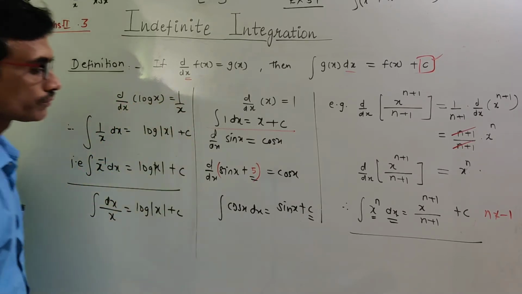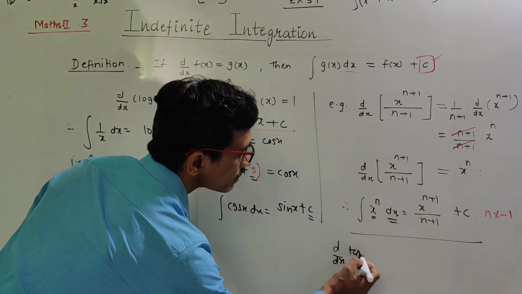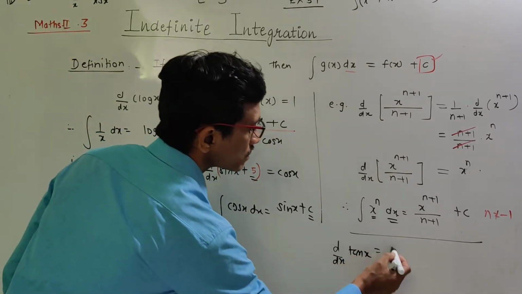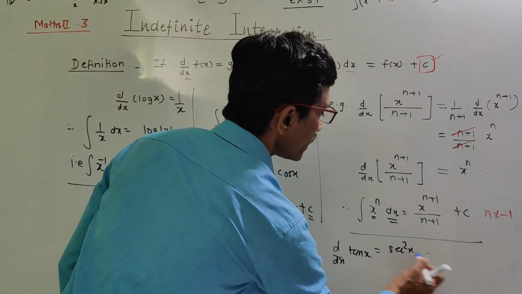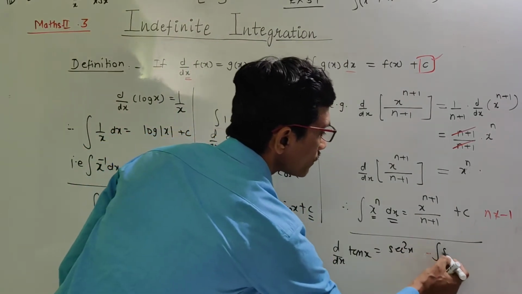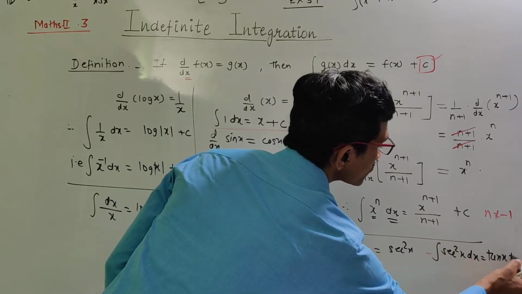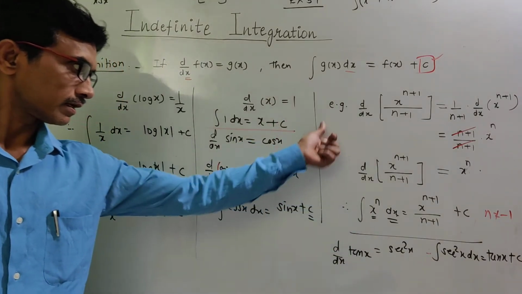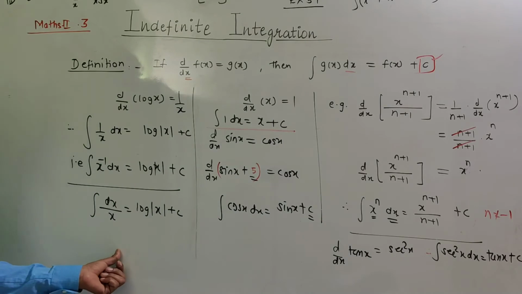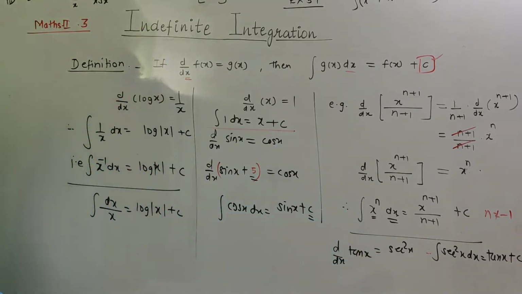One more result we will do. The derivative of tan x is equal to sec square x. Therefore the antiderivative of this, that is the integration of sec square x dx, is equal to tan x plus c. I wrote only some selected formulae because we are taking problems on those formulae. Whichever problems we are doing, we will write those formulae here. So we will not write all the formulae.